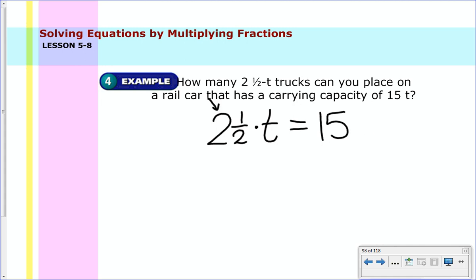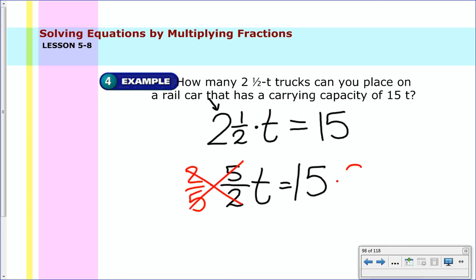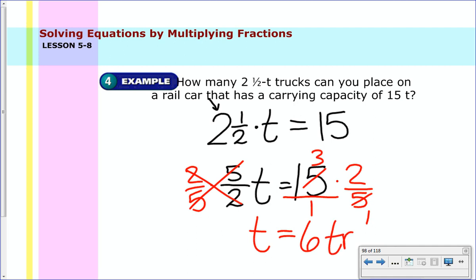All right, now on this one, this is a mixed number. So our first job is to convert this to an improper fraction. And remember, a quick way to do that, multiply the denominator by the whole. 2 times 2 is 4, plus 1 is 5. So here, 2 1/2 is really the same as 5/2 T. And that equals 15. Well, if you look at that, now we have exactly what we've been working with. So you solve. You multiply by the reciprocal, which is 2/5. I'm going to make 15 over 1, so I have a fraction on each side. And simplify, and I get 6. So it can hold a total of 6 trucks.